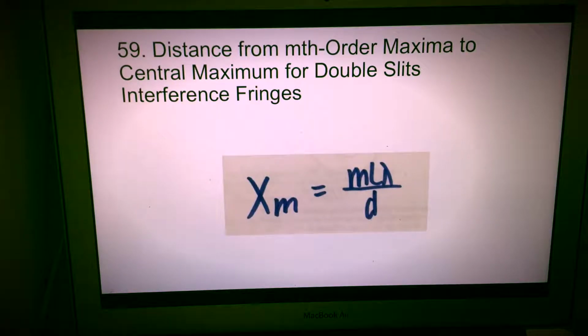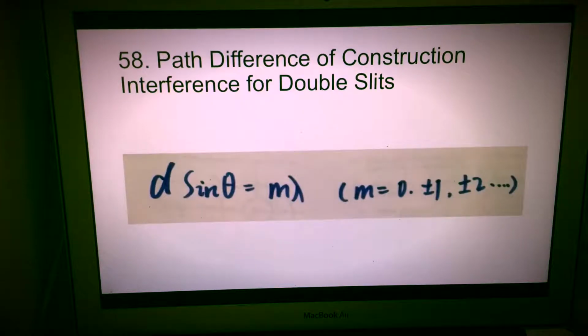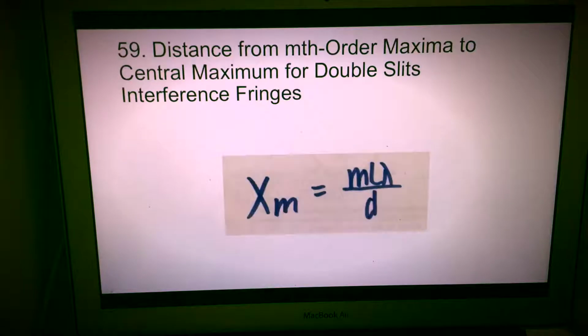59. The distance between the m-th order maximum and the central maximum for double slit interference fringes. Let's go back to 58: d sine theta equals m lambda, and this one we change to y_m equals m lambda L over d. It is the distance on the screen. We need to know the distance between two peaks, and m can be 1, 2, or 3.